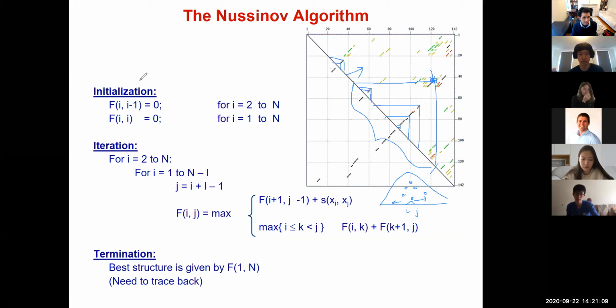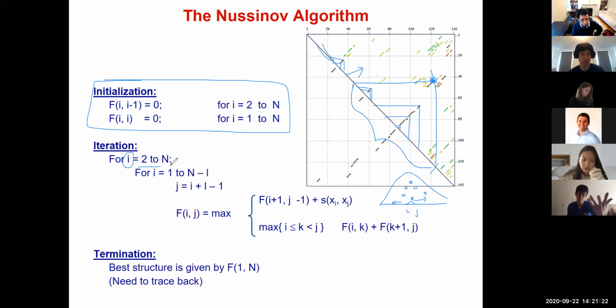So basically the initialization is along the diagonal, where we put all zeros, and then we move out from the diagonal. We start from I between 2 and n, and again from I between 1 and n minus L, and J from the inside out for those. At every position, we choose one of two options.